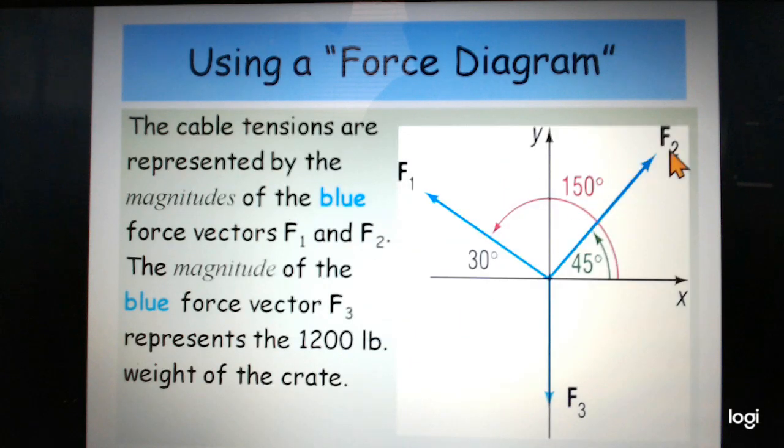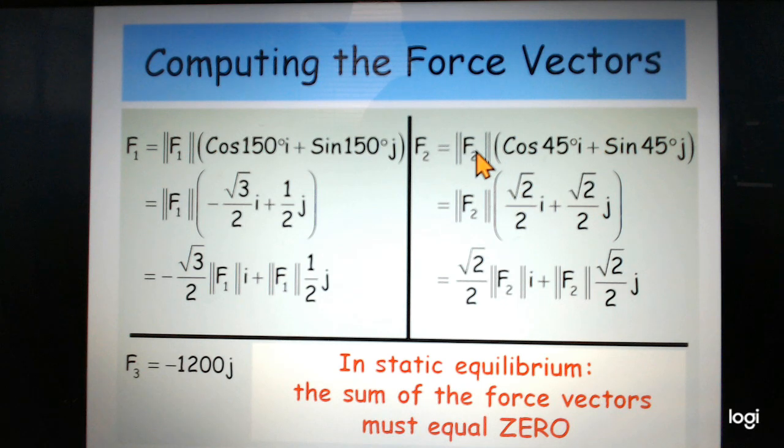Similarly, you go back to F2. Now that's in quadrant 1. So the angle theta is 45. And we don't know the tension in that cable. That's the magnitude of F2, which is what we're looking for. Cosine and sine of 45 are both root 2 over 2. Okay, so we're going to multiply this out. There we go. And we'll see why we have to multiply it out in a little while. So if you want to pause the video, take a few moments and verify that cosine of 150 is indeed negative root 3 over 2, things of that nature.